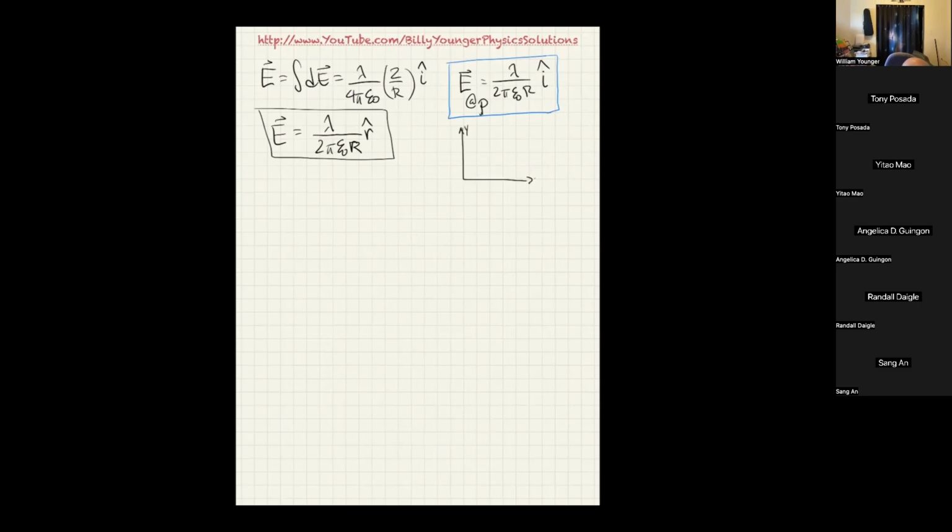This will be your x-axis, and then this right here would be your z-axis. So if I took a point right here, r hat would point this way. If I took a point right here, r hat would point this way. If I took a point back here, r hat would point that way.